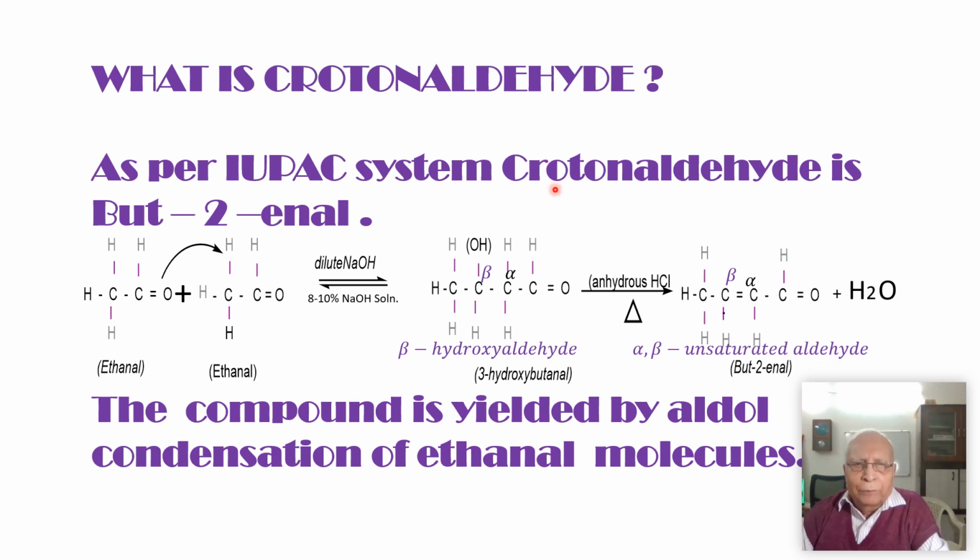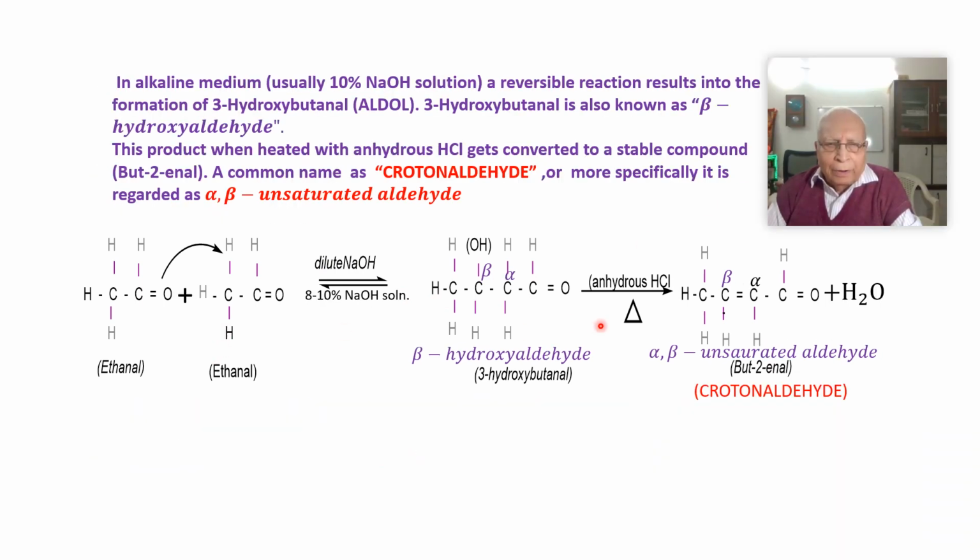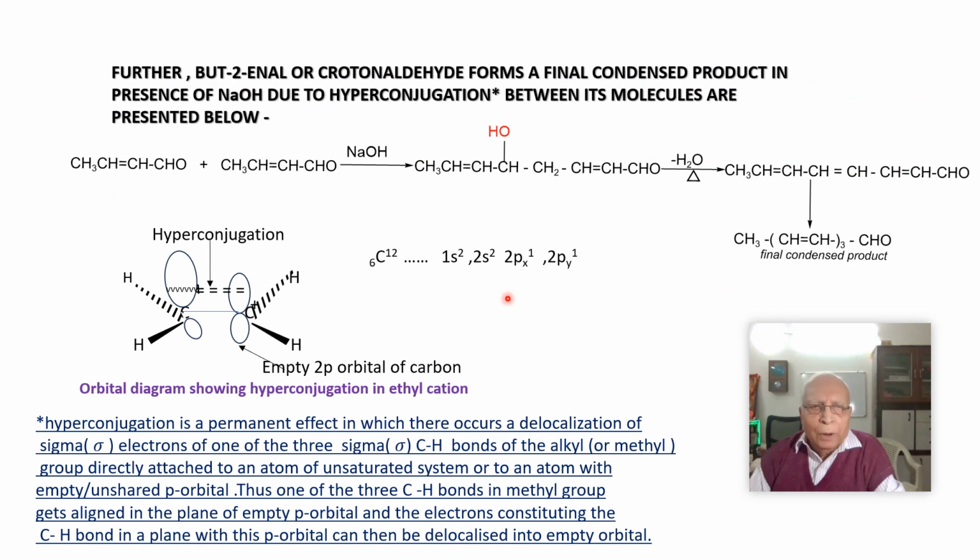This aldehyde is identified by many terms as crotonaldehyde and has been accepted by IUPAC also. Therefore, now let us see what will be the product obtained by its further reaction, crotonaldehyde and hyperconjugation. This is what we have discussed earlier, and all the details are given here. Now, what is hyperconjugation and what is the final product obtained by the interaction of molecules of crotonaldehyde or but-2-enal in the presence of NaOH again?